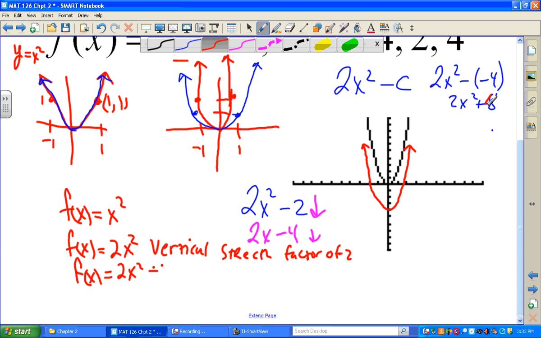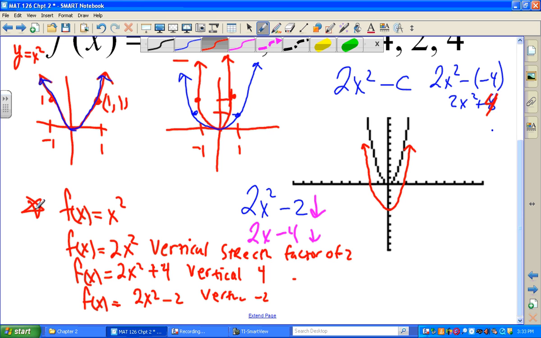It should be plus 4. There. 2x squared plus 4, that's going to give a vertical shift or vertical displacement of 4 units. F of x equals 2x squared minus 2 is a vertical shift of negative 2 units or down 2 units. You get the idea. You got your base graph.